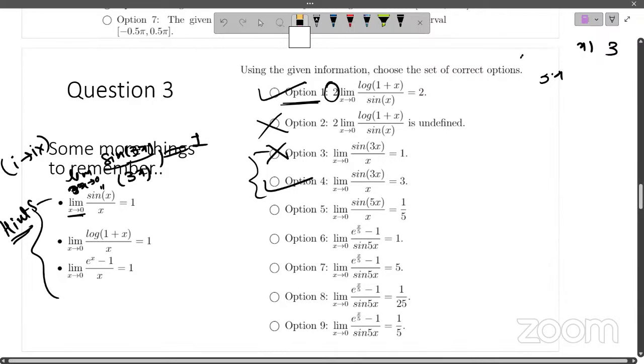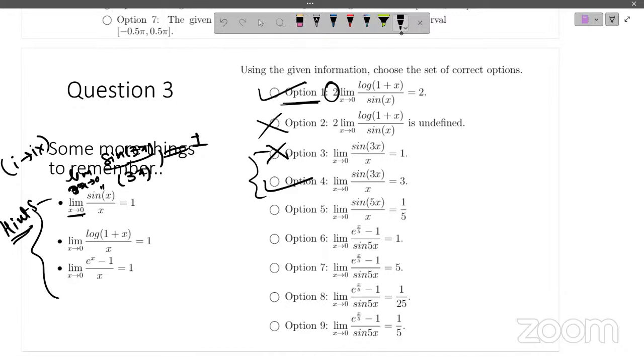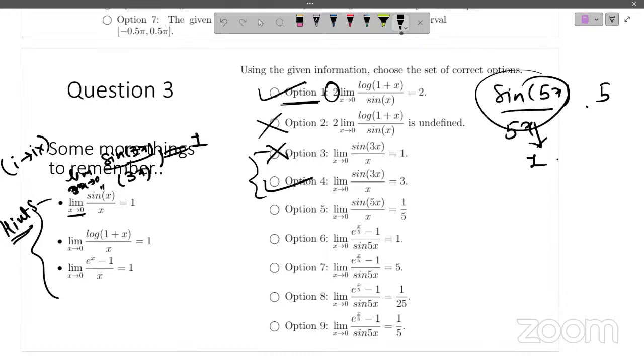Now the fifth option is also similar. We just multiply and divide by 5. So this is sine of 5x by x. This will become multiply by 5 and divide by 5, and this limit will become 1. So our answer is 1 into 5, which is 5, but the option says 1 by 5. So that means it is not correct. Now try to answer these. They have the same limit. Try to find the limit. What is the limit for these 4 options? Use this thing.